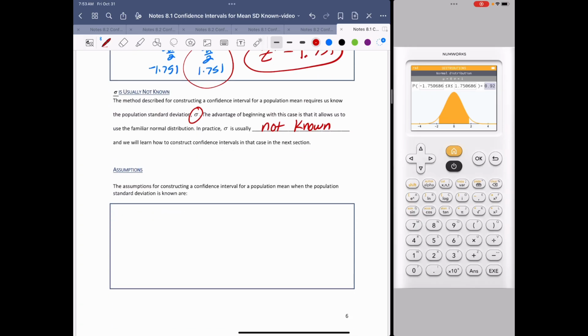Now, we're going to do a confidence interval at the end, but what you're going to do is check your assumptions before you get started. And you can call them assumptions or conditions. And here's what needs to happen. First of all, you need to have a simple random sample.